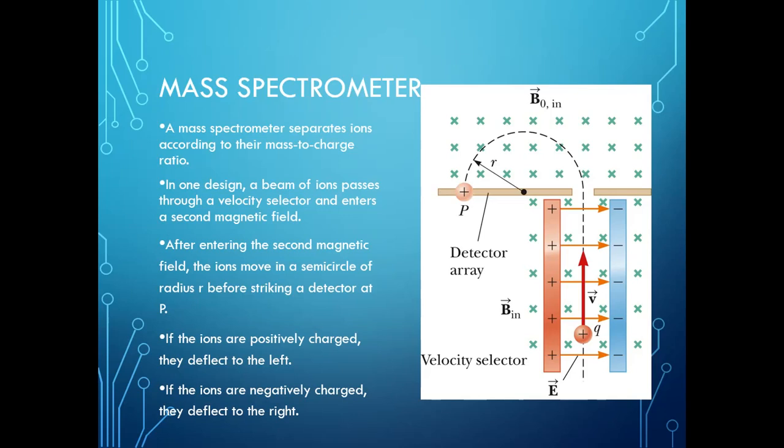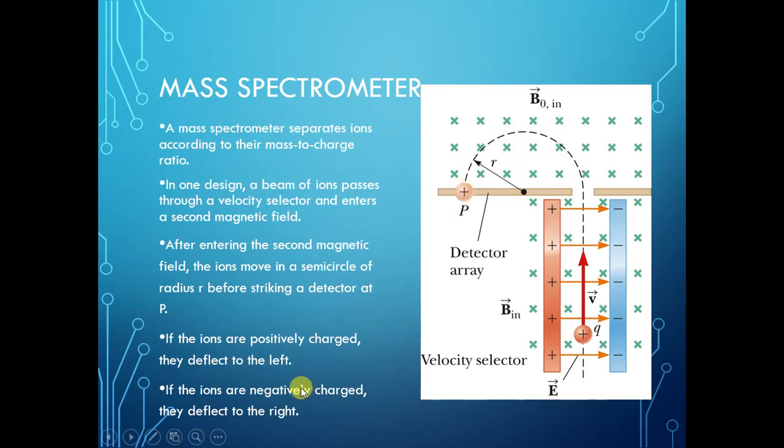After entering the second magnetic field, the ions move in a semicircle. See here, this is our semicircle. This is one magnetic field, and this is the second magnetic field. Whenever the beam enters this magnetic field, it makes a semicircle of radius r before striking the detector. It becomes a semicircular path which has a radius r, and it strikes at point P.